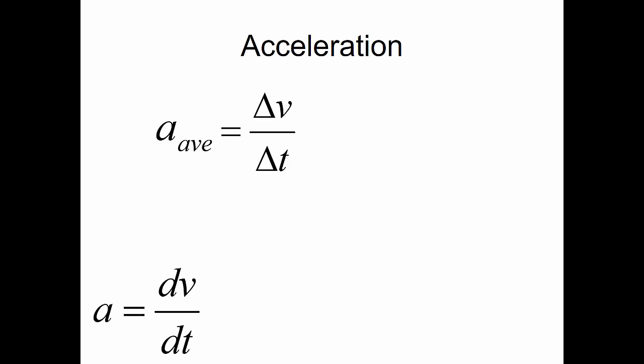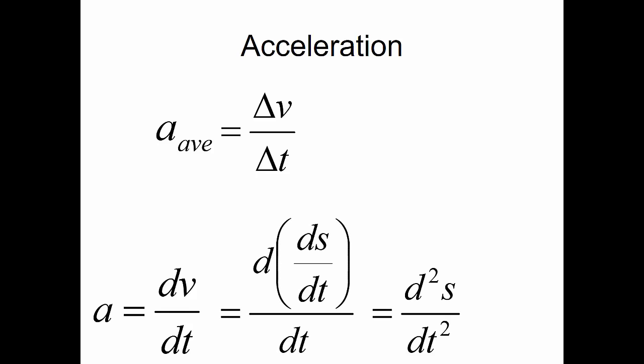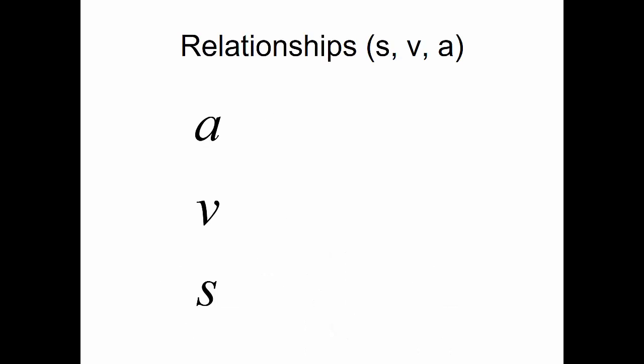For acceleration, an average acceleration is the change in velocity with respect to a change in time. An instantaneous acceleration would be the first time derivative of the velocity function. But we know that the velocity function is the first time derivative of the position function. So, instantaneous acceleration can also be defined as the second time derivative of the position function. Let's look at the relationships between position, velocity, and acceleration.